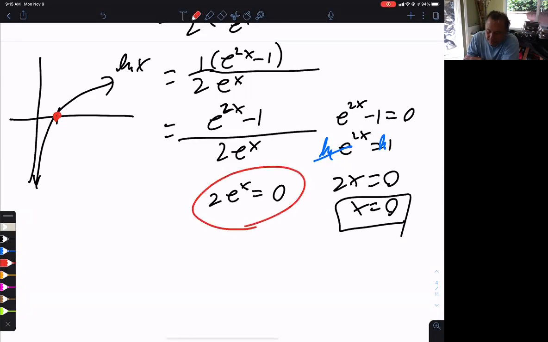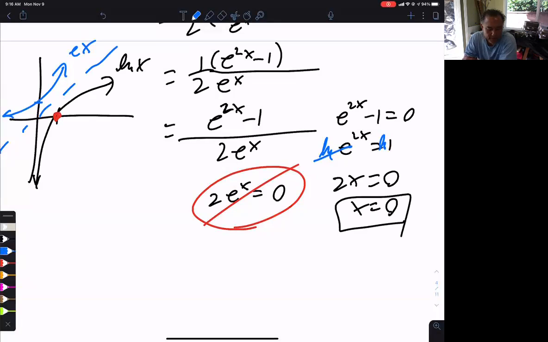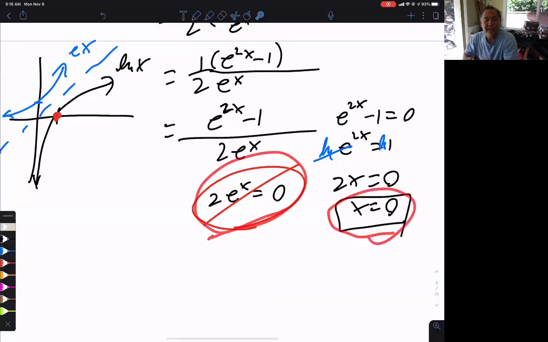I claim never. Why? Because you have to know what the graph of e to the x looks like. It goes through that point, and it looks like that. That's e to the x. It's a reflection of the ln of x. That's why they're inverse functions. Now, when does this graph ever touch the x-axis? Never. Since it never touches the x-axis, that function never equals 0. Therefore, this never happens. Therefore, your only critical point will be 0.